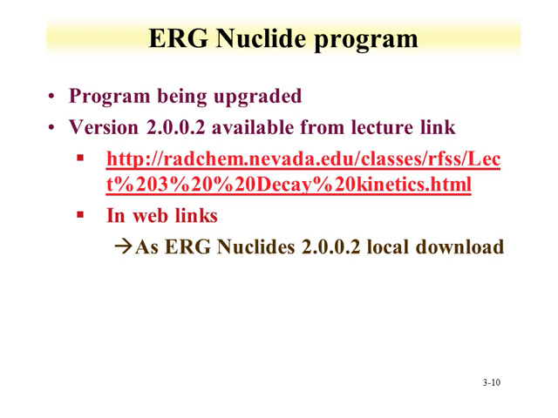The ERG nuclide program is currently being upgraded. I found the old version, 2.0.0.2. It's available from the lecture link listed here, and it's in the web link part of this page, and it says ERG nuclide 2002 local download. If you click on this, you'll be able to get the program and install it onto your computer.